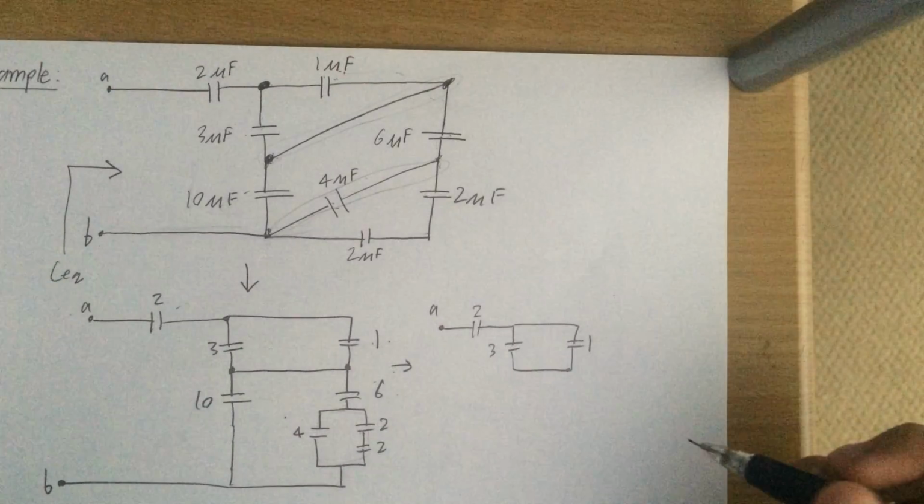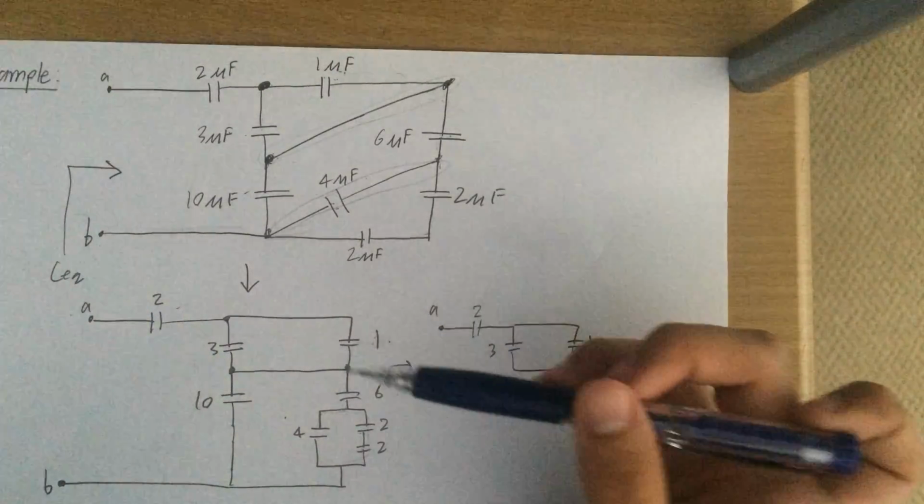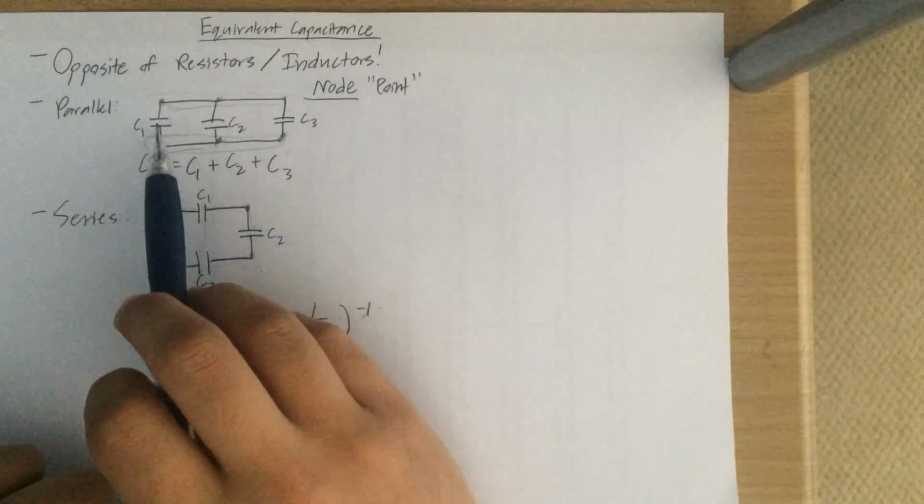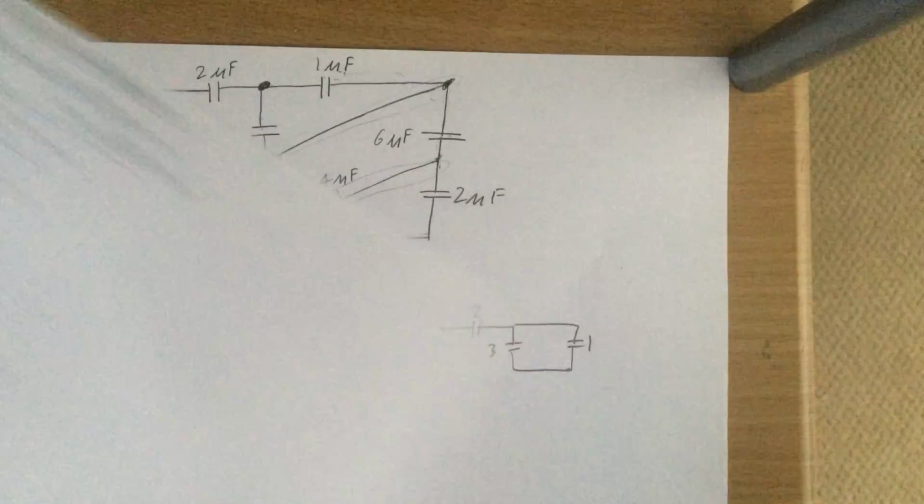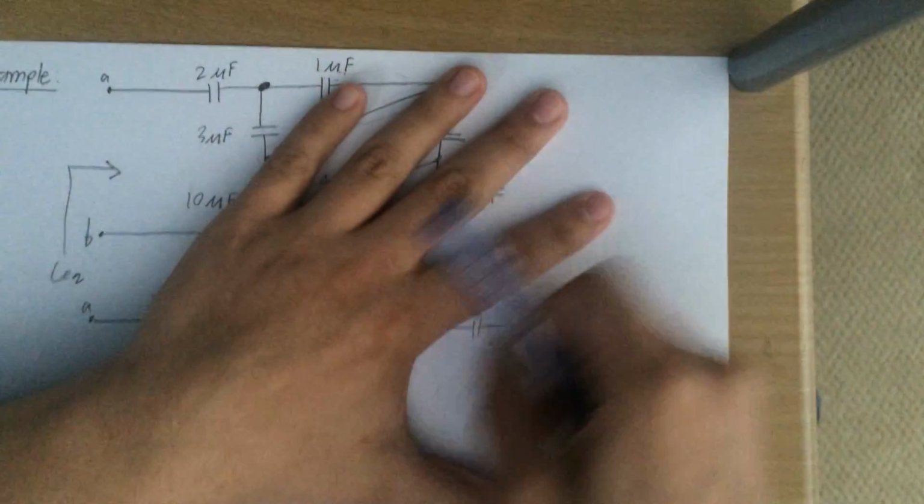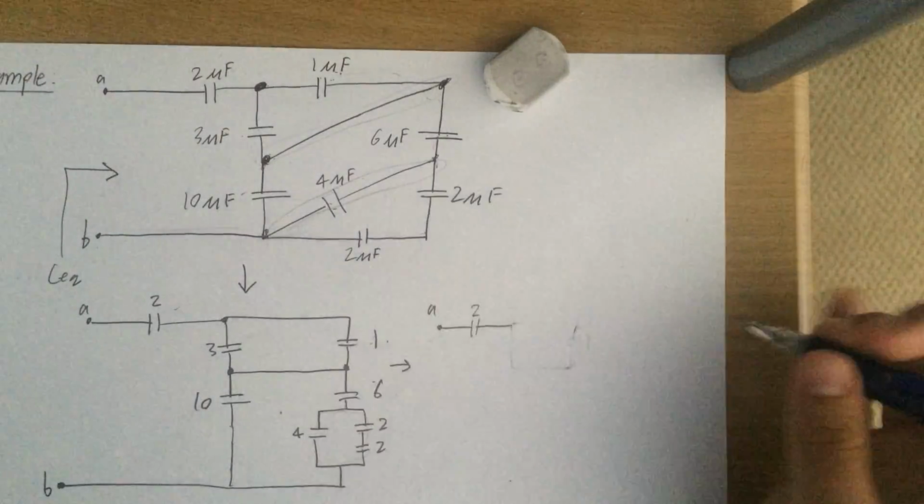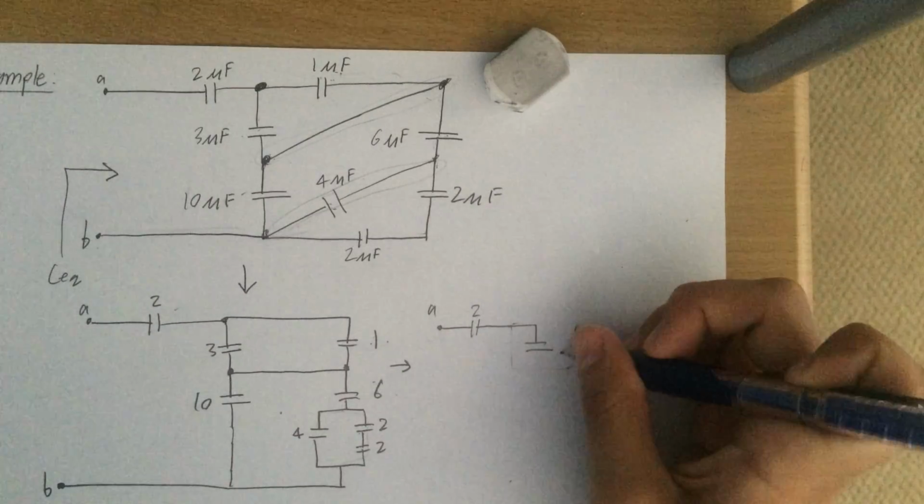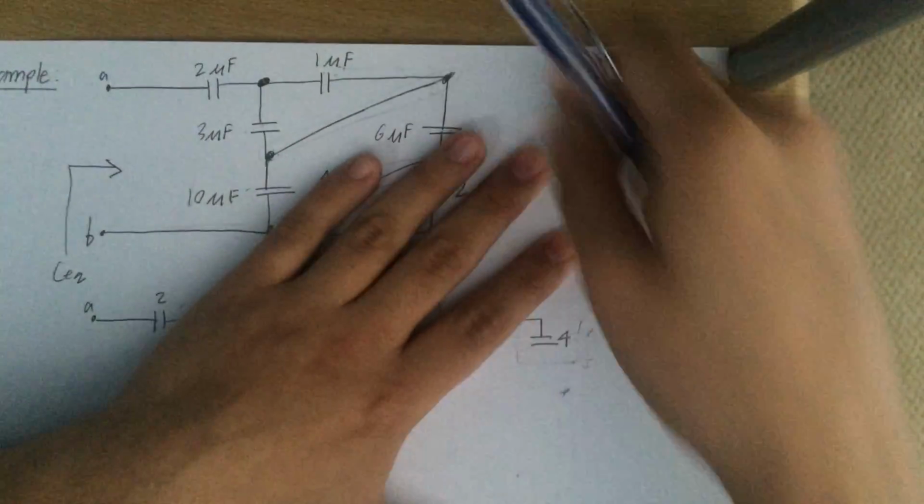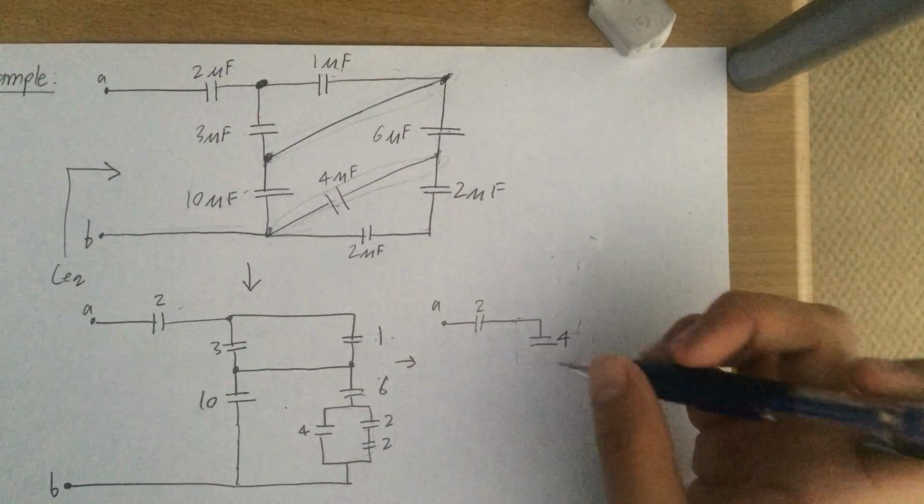Actually, we could combine these right now, right? Because these two are in parallel, and based off of our general rules, if they're in parallel, you just add them like so. As a result, we can just combine these straight away. 3 plus 1 is equal to 4, so it would form a 4 microfarad capacitor in terms of equivalent capacitance between those two capacitors, okay?